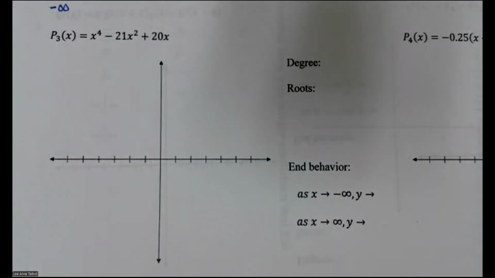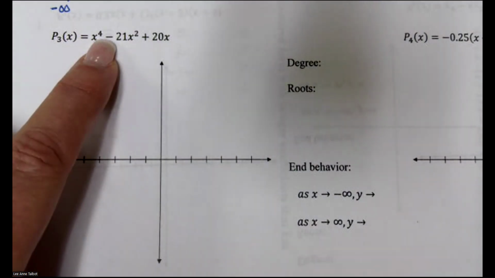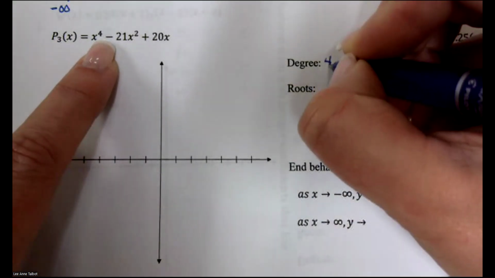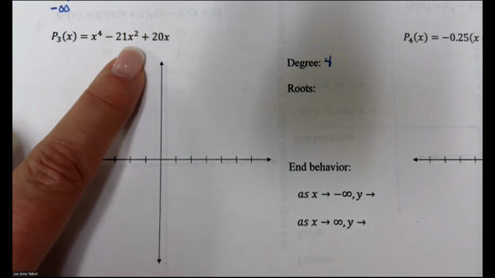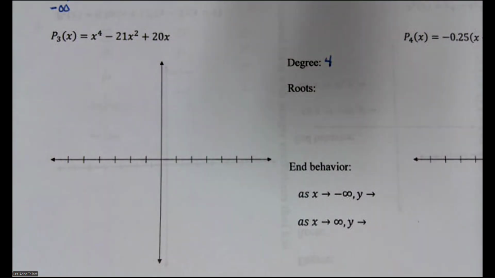Factored form or standard form? Standard form. What is the degree? What do you do when it's in standard form? 4, the highest exponent. What are the roots? We don't know. That's okay. We're going to do it backwards. So we're going to go to Desmos. You can use your graphing calculator. I just think that Desmos is prettier for this.